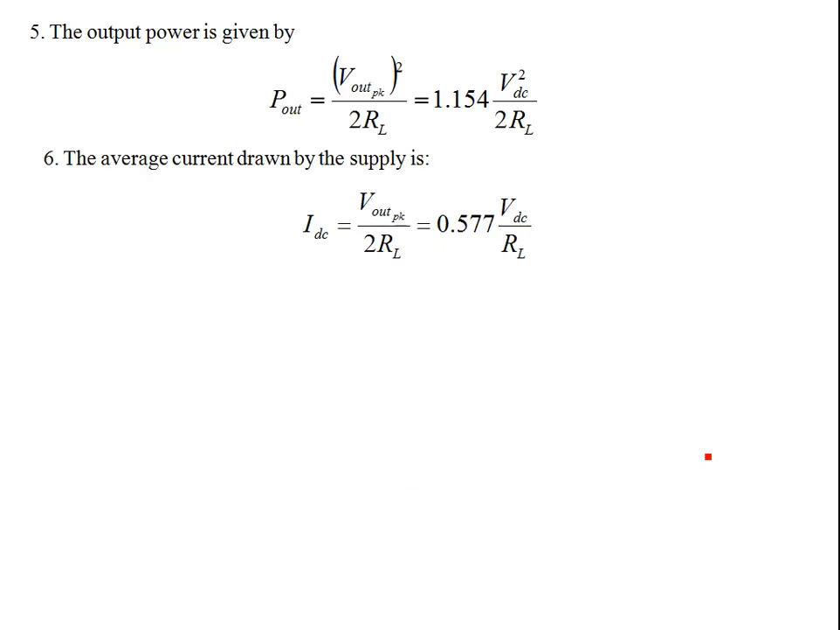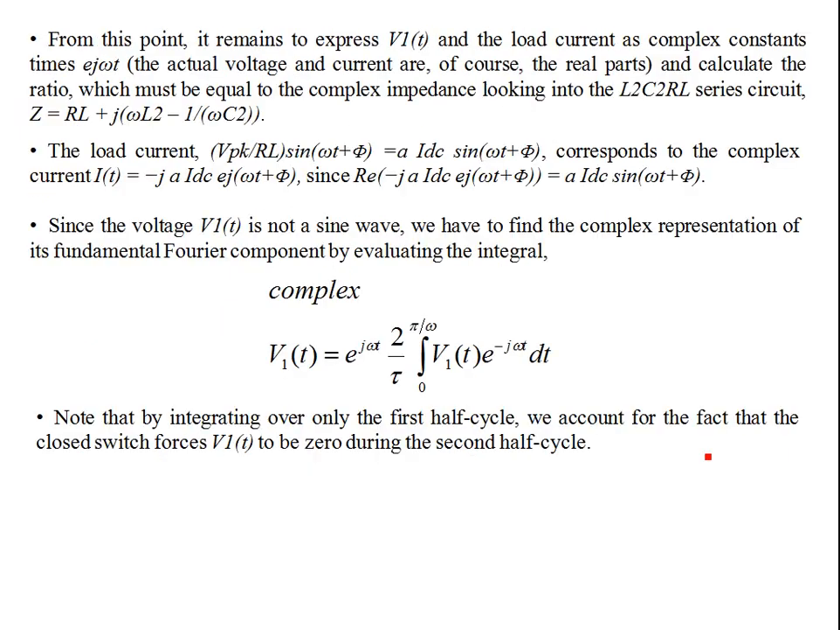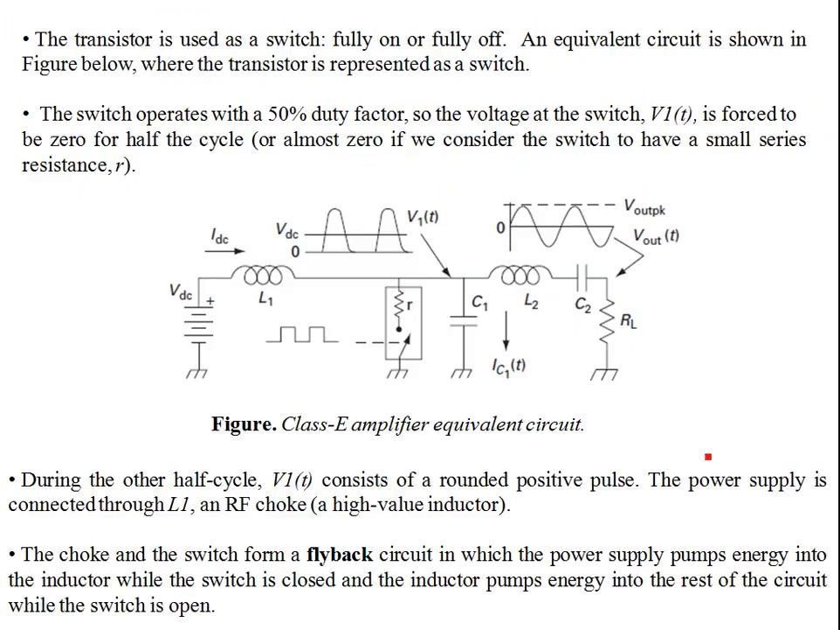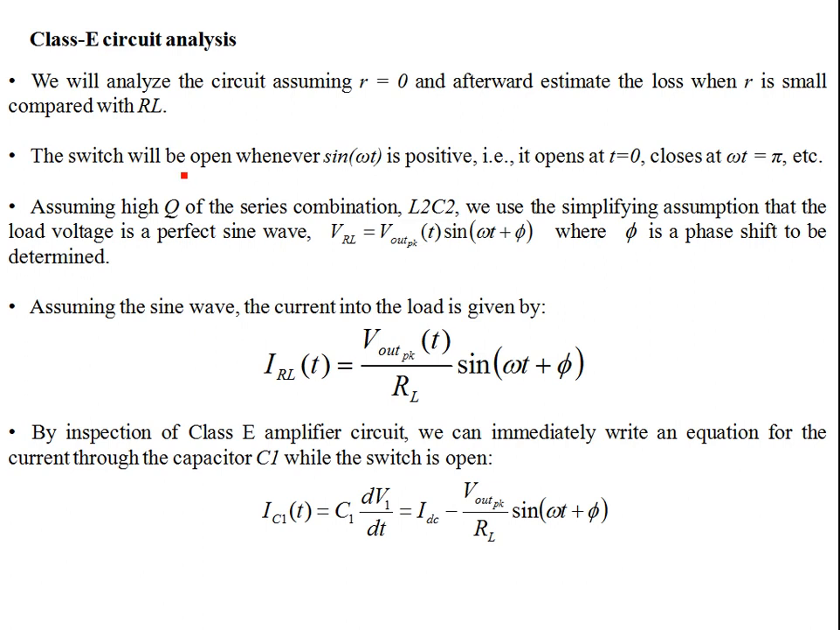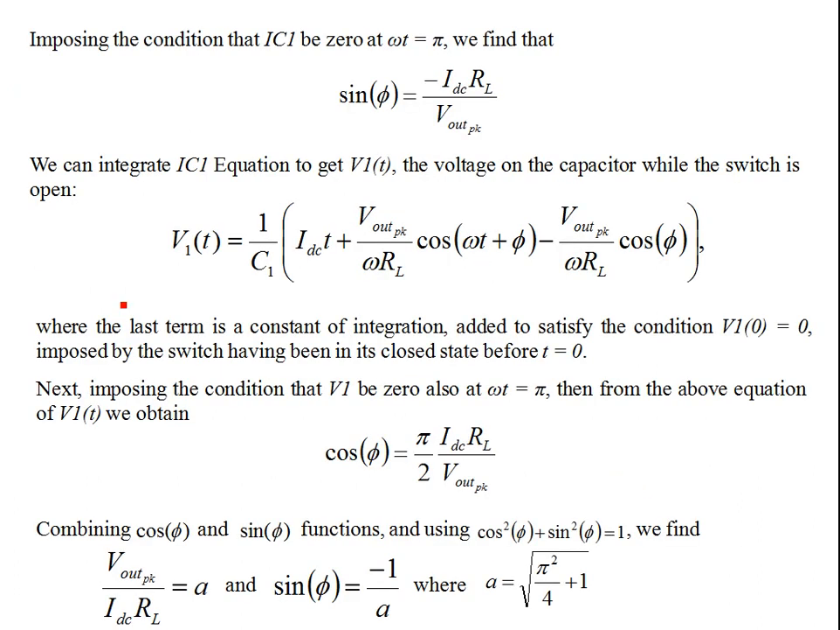If you recall, in the evaluation of V1T we had this constraint. The switch will be opened when sine omega t is positive. It opens at t equal to 0, closes at omega t equal to pi, and then we use this. For example, we integrated this equation with respect to dt to find v1, and then we use the constraints. So we evaluated v1t by integrating the current through the capacitor C1, and we found the phase as well.